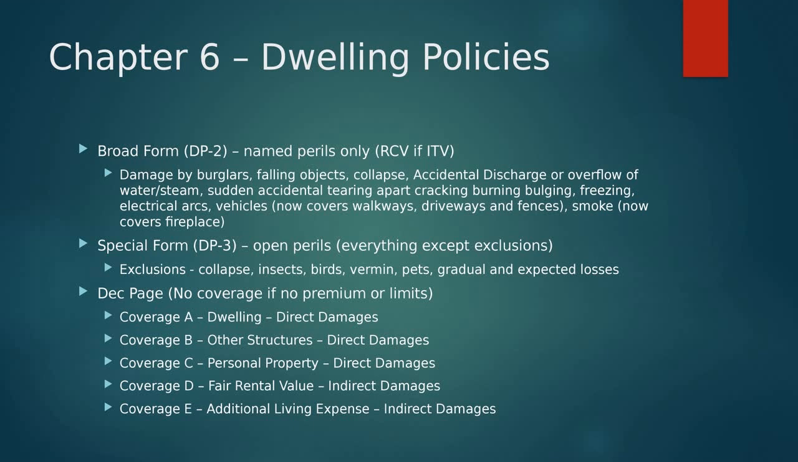So what's not going to be covered here? Collapse other than what we talked about in DP2 is not going to be covered. Insects, damage from termites or something like that. Any birds, vermin, or domestic animals, pets. If your Rottweiler goes Rottweiler and eats up all the drywall, unfortunately that is not covered under a DP3. Also, any gradual or expected losses, things like wear and tear, deterioration, inherent vice, latent defects, mechanical breakdown, smog, rust, corrosion, mold, wet or dry rot. All those would not be covered under a DP3 special form.